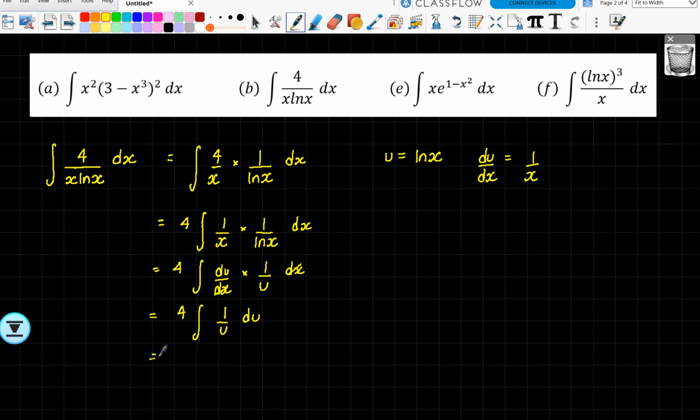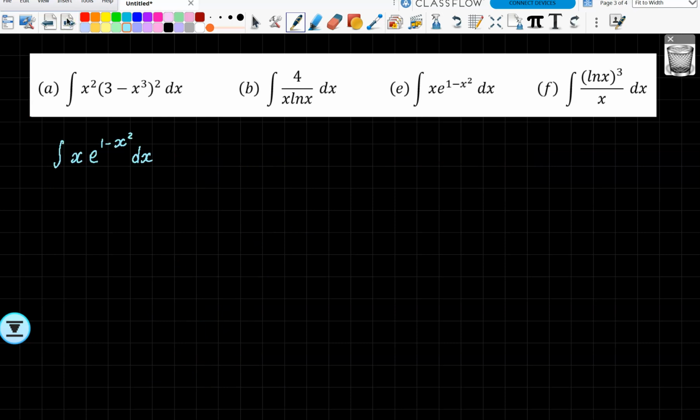Okay, so that becomes ln. Do make sure that you put the modulus in there, please. It does make a difference. So that's ln, modulus of ln of x, plus c. Okay, so the tip is try and separate your functions, because then it's easier to see what's going on there.